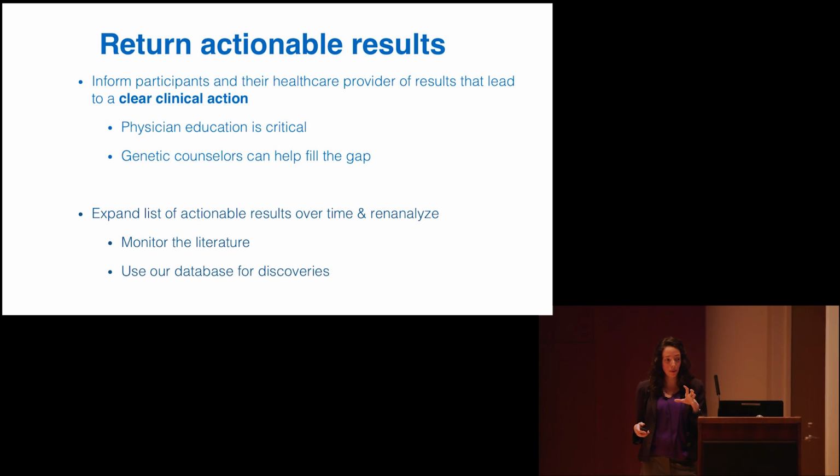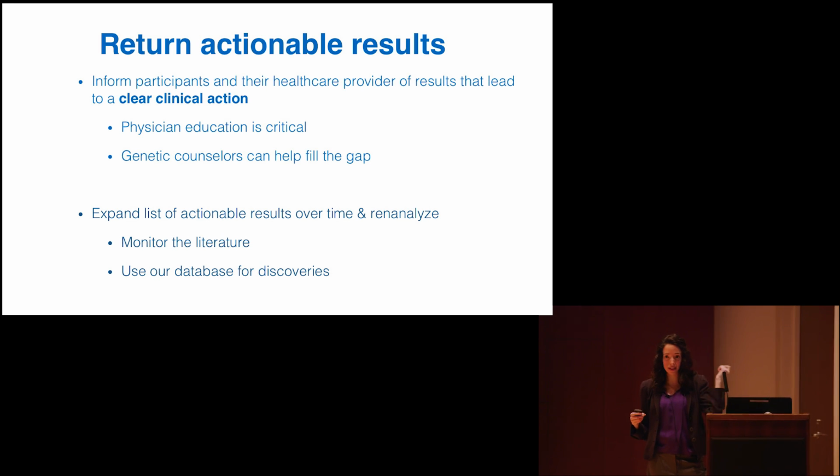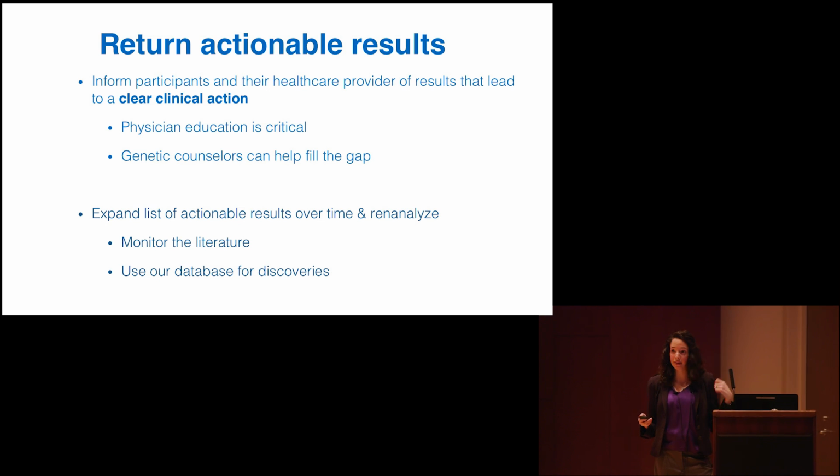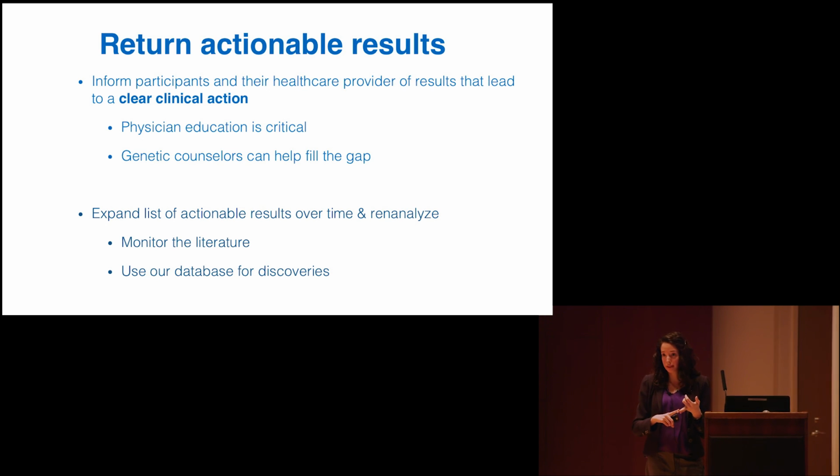So then the next thing we want to do is expand our list of actionable results. I mentioned we have 20, and then we're going to have 200. And so what we want to do is, once we have someone's sequence, we can just reanalyze it every time that, one, we add new information, and two, a new discovery is made. So hopefully there will be many discoveries throughout the scientific community that we can incorporate, and then also we want to use our database to make new discoveries that we can add as well.